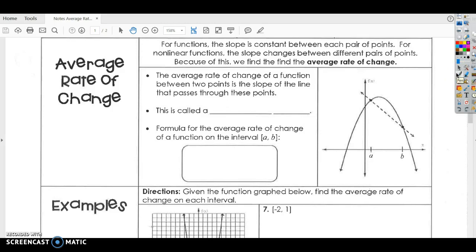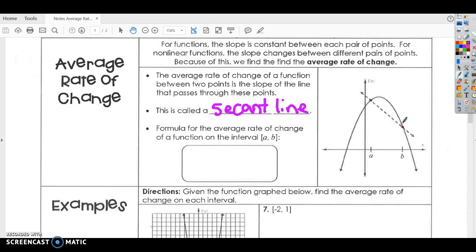All right, average rate of change. Okay, the average rate of change of a function between 2 points is the slope of the line that passes through the points. This is called the secant line. We will talk about secants more when we get to the circle unit, but right now, this is an example of a secant line, okay? Passes through at these 2 points.